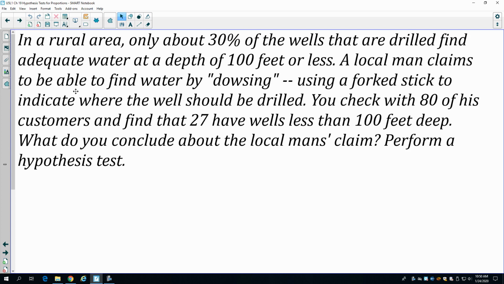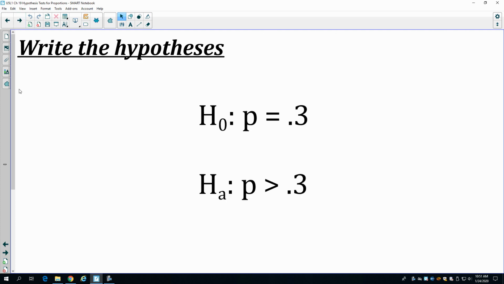So if you remember, we talked about this scenario where in this rural area, they drill wells, and 30% of them find adequate water at a depth of 100 feet or less. And this other man thinks he has a method that will produce more wells, or a larger percentage of wells that are less than 100 feet deep in order to get adequate water. So we wrote the hypotheses for that together.